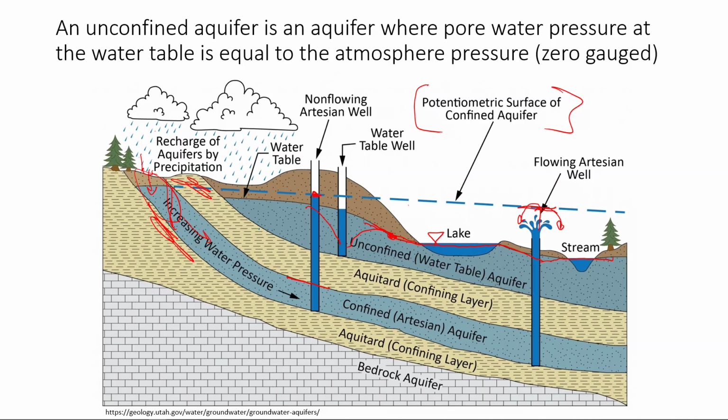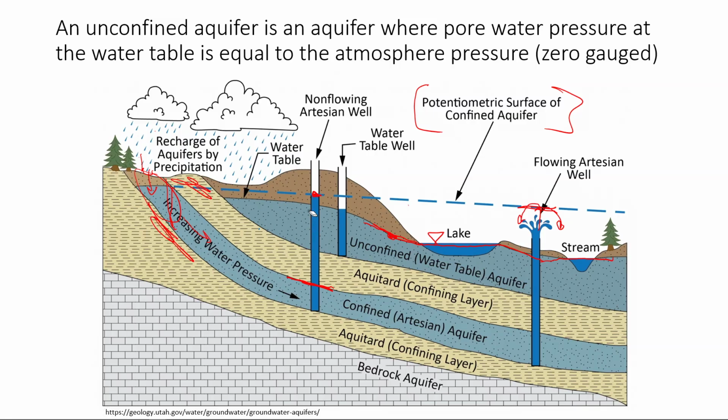Versus if I pump from this well, what will happen is that this potentiometric surface will go down. I will just lower the pressure. The water level here will not change. The water level here will be the same unless I emptied this aquifer, which is generally not the case.